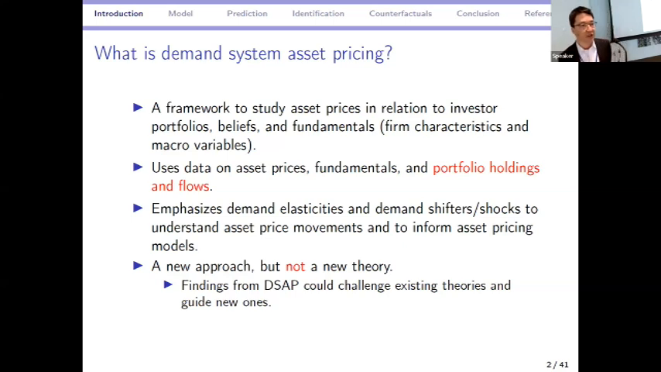We emphasize concepts like demand elasticities and demand shifters as useful moments to understand where asset price movements come from, which is in the microstructure literature, but maybe we didn't talk about elasticity so much in neoclassical CAPM type asset pricing. It is a new approach to asset pricing, but it's not a new theory. So the way I want you to think about it is it's a way to test existing theories, but also to give us ideas about where we should put efforts in terms of developing new theories.